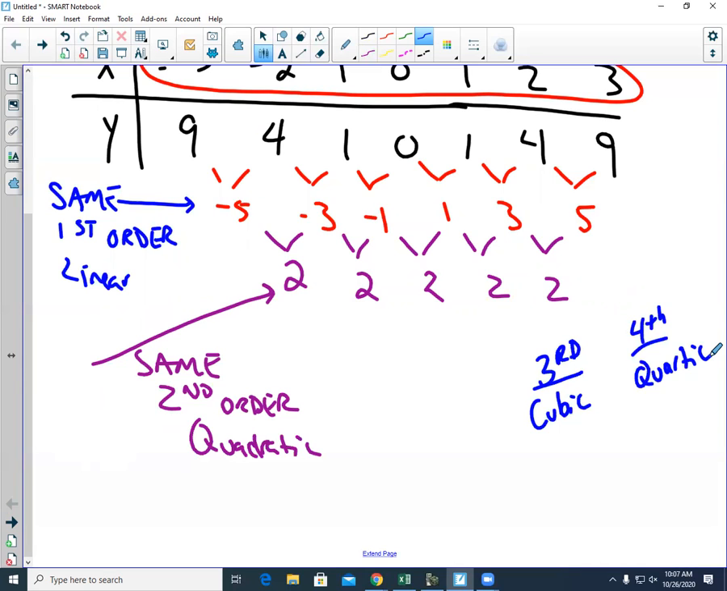Okay, so basically you're just subtracting the y values. If they're the same after the first time you subtract them, they're linear. If they're not, you keep going. If they're the same after the second time you do it, it's quadratic. If they're not, you keep going. If they're the same after the third time you do it, they're called cubic. If not, you keep going, and so on and so forth. It would never in this class go past 4, and as of right now, I just don't know that it's going to go past 2.